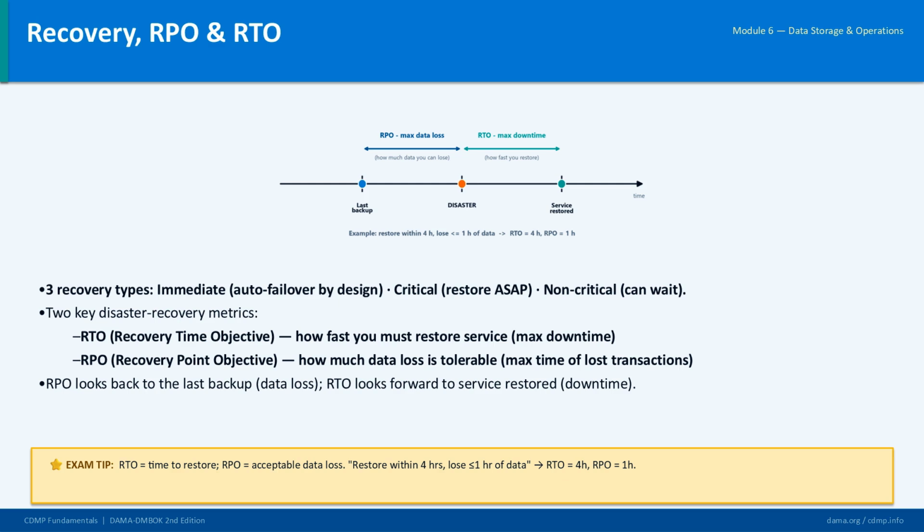you might lose. So if an SLA says restore within 4 hours and lose no more than 1 hour of data, that's an RTO of 4 hours and an RPO of 1 hour. Lock that distinction in: RTO is time to restore, RPO is acceptable data loss.